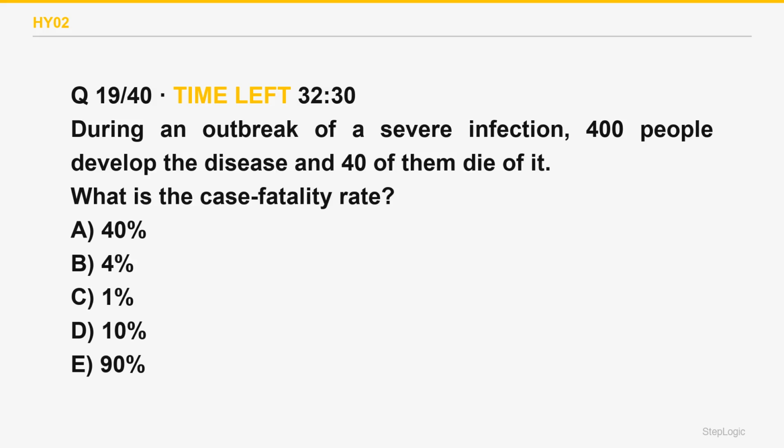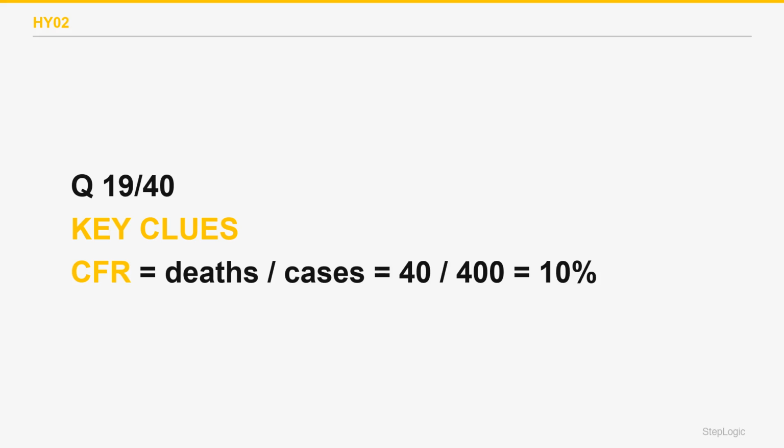What is the case fatality rate? During an outbreak of a severe infection, 400 people develop the disease and 40 of them die of it. Read the command: case fatality rate, deaths from the disease divided by those who have it. The case fatality rate is the proportion of people with a disease who die of it, deaths divided by cases. Here, 40 of the 400 people who developed the infection died, so the case fatality rate is 40 over 400, or 10%. It measures how deadly the disease is once you have it, not how common it is.